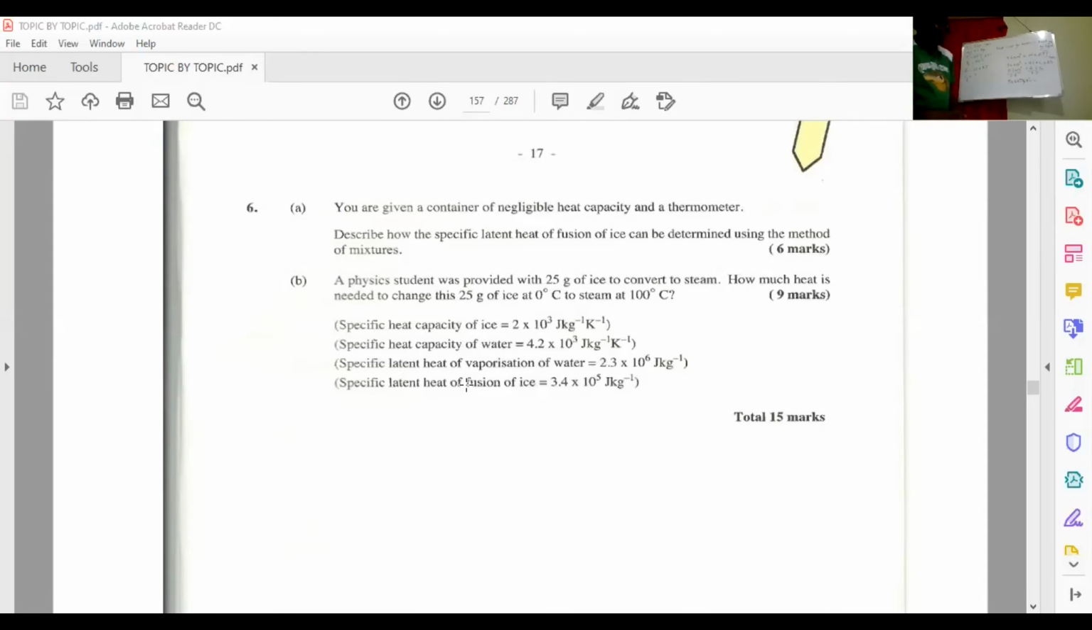All right, so there is a latent heat one now. We're looking at part B that says a physics student was provided with 25 grams of ice to convert to steam. So we're moving from ice to steam. How much heat is needed to change this 25 grams of ice at 0 degrees Celsius to steam at 100 degrees Celsius? And we're given those constants there: the specific heat capacity of ice, the specific heat capacity of water, and the latent heats of vaporization and fusion.